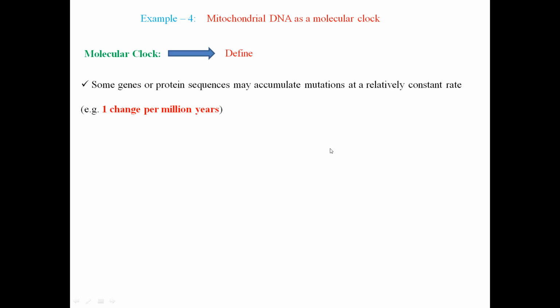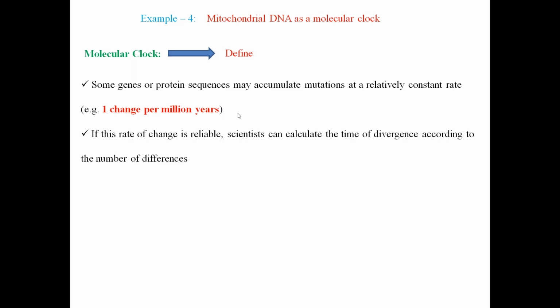What is meant by molecular clock? Some genes or protein sequences may accumulate mutations at a relatively constant rate, say one change per million years. That means with a particular gene or protein, the mutation rate is very low; only one nucleotide or one amino acid will change in millions of years. If the rate of change is reliable, scientists can calculate the time of divergence according to the number of differences.